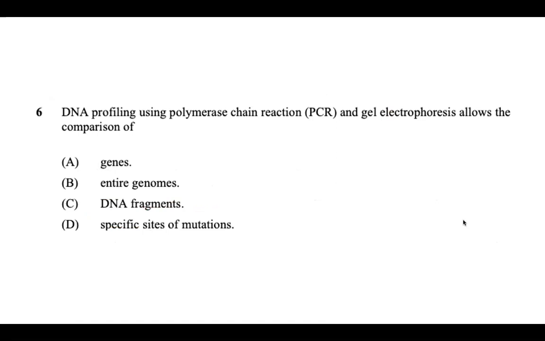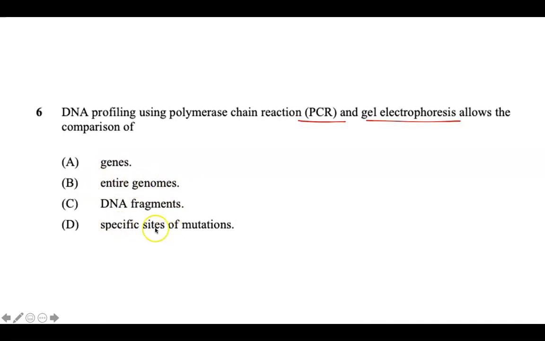All right, question 6. DNA profiling uses polymerase chain reaction and gel electrophoresis, and this allows the comparison of which of the following. So the key things here are PCR and gel electrophoresis. Now in class we would have done a prac of gel electrophoresis where we separated fragments to see how they spread through the gel. And when we think of gel electrophoresis, we're not really identifying genes. We're not really screening or determining entire genomes.